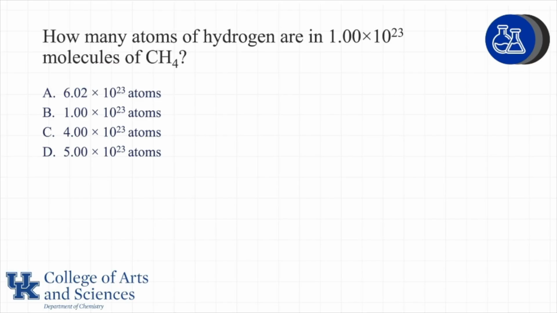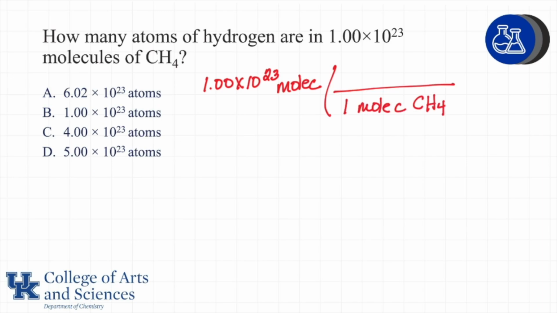How many atoms of hydrogen are in 1.00 times 10 to the 23rd molecules of CH4? In this one, we're going to use that relationship that we just determined in the previous problems. We start with our known, the 1.00 times 10 to the 23rd molecules. We know we need molecules in the denominator. We know that 1 molecule of CH4 has 4 atoms of hydrogen.